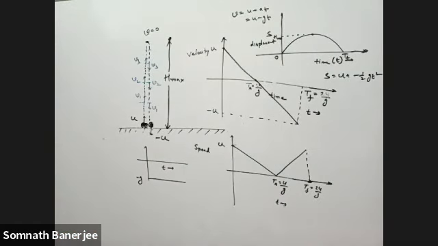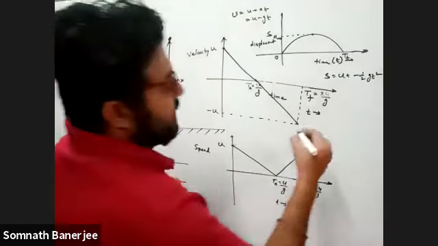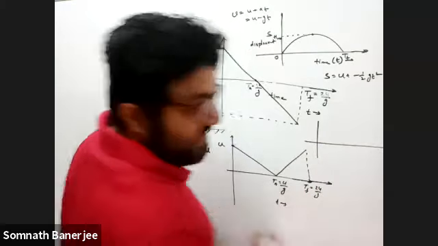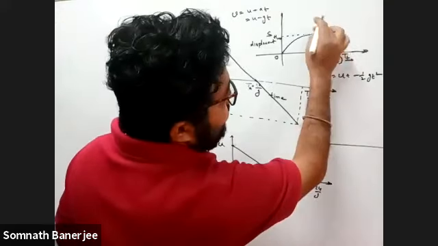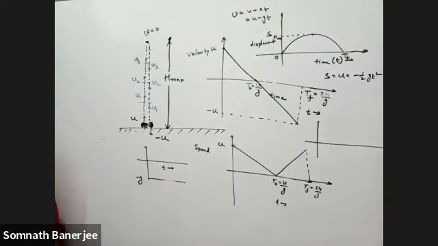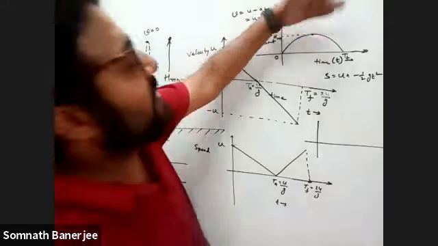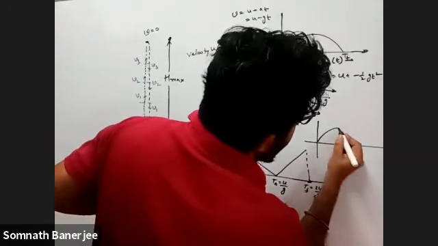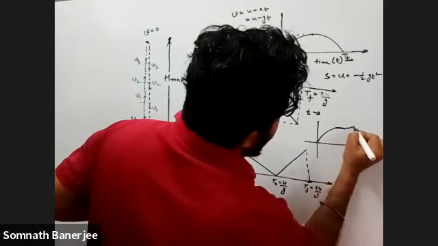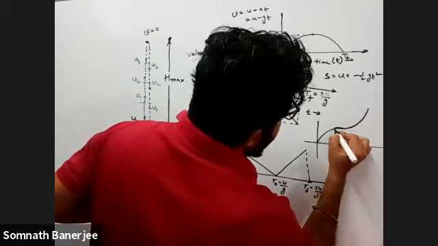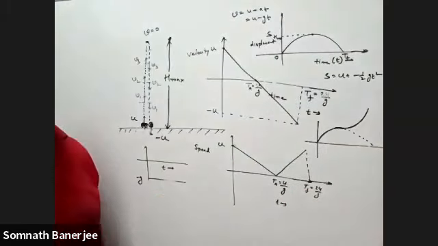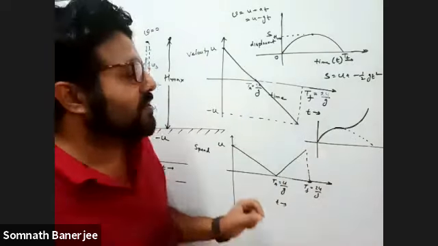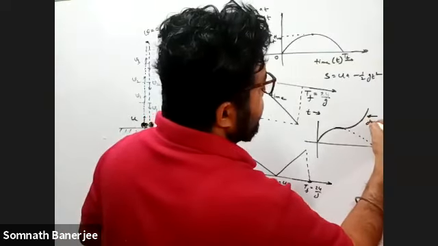If anyone asks you the distance time graph, can you write it here? Is it visible? Yes. After this portion, displacement can be negative, but distance is never negative. So just take the mirror image. This came, now what to do with it? Mirror image. The dotted line is not there, this one. So this becomes the distance graph.